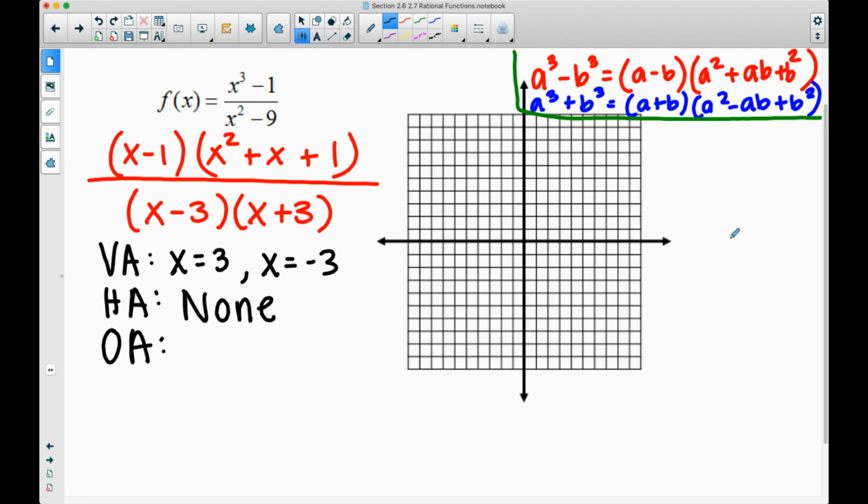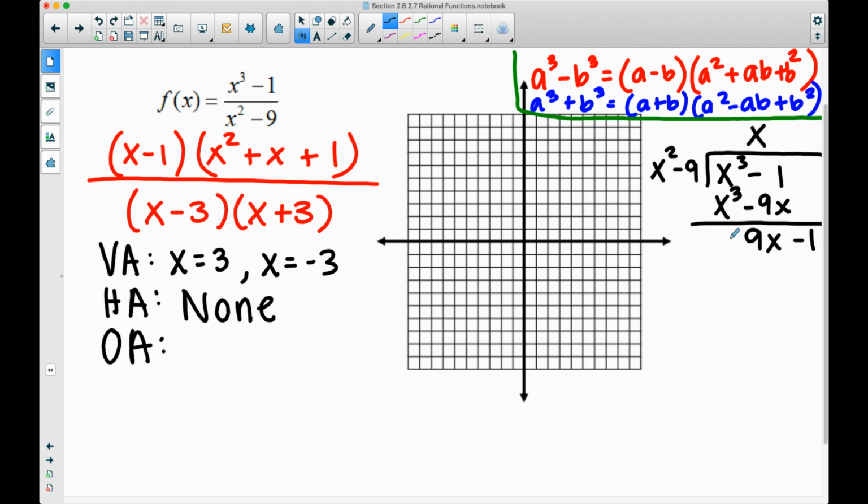Remember, we find that by doing long division, but we do not worry about the remainder. We should just get y equals x. Our x-intercept is just going to be (1, 0). Like I said, the other one is going to be imaginary.